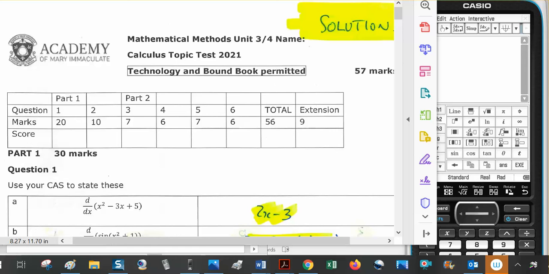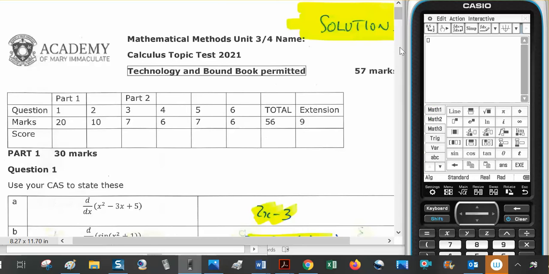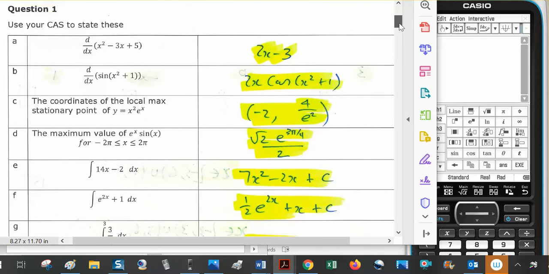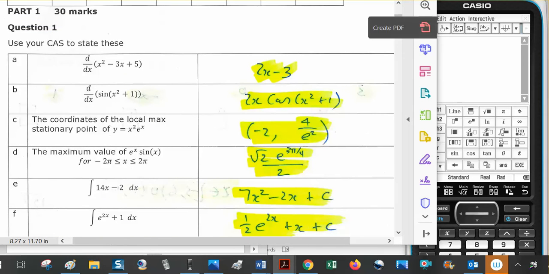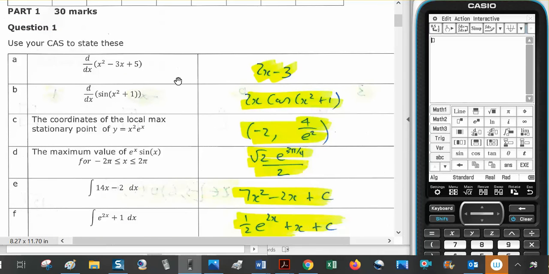This is for mathematical methods. It comes out of the 2021 calculus topic test, Tech Aloud, and it's question 1. Question 1 was a range of technology questions, and I'm going to do them all on calculator. So in part A, it's the derivative of x squared minus 3x plus 5.